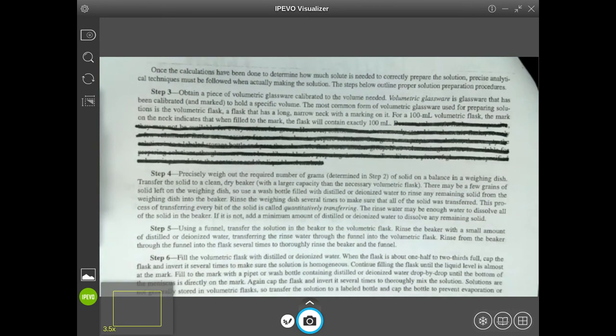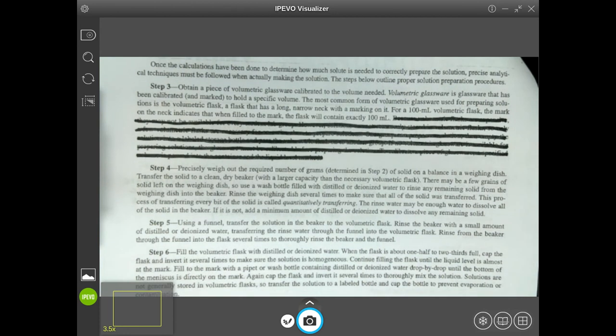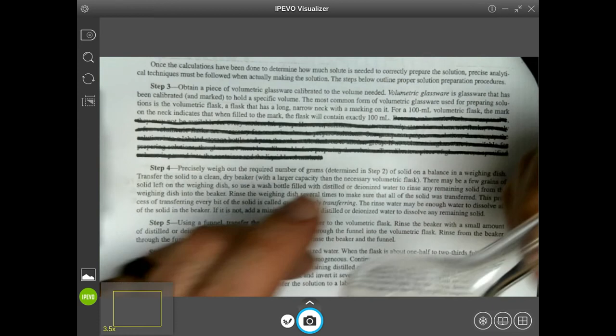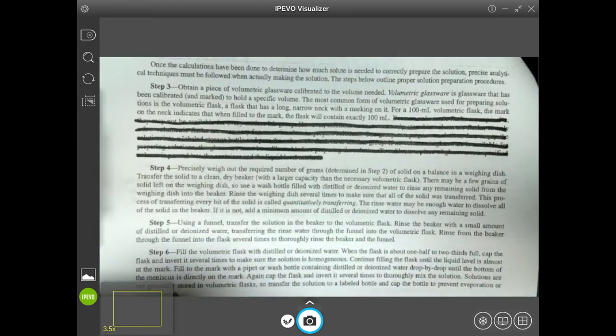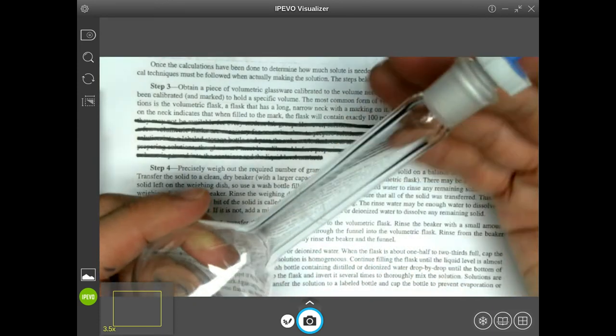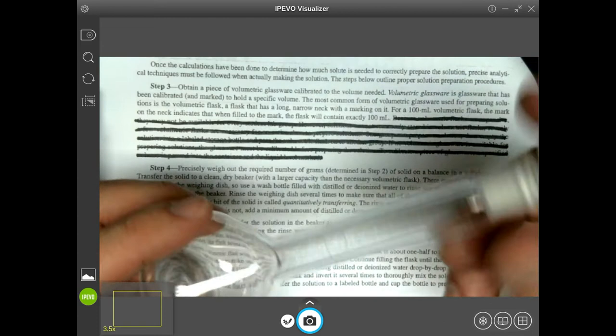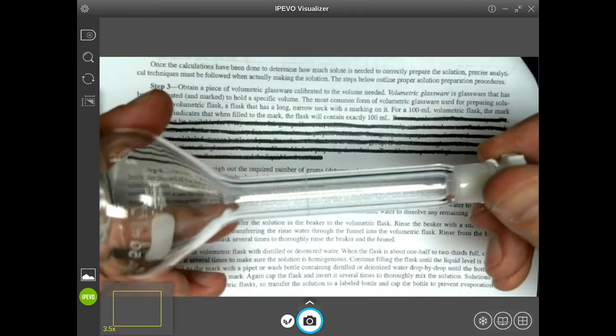All right. So now that I know I can flip back and forth, obtain a piece of volumetric glassware. So that's the volumetric thing that I put out with all of you. I don't have enough for everybody, so some people have one between you, but I just put it there. You're not actually going to do this right now. You'll do this later, but so you can actually see what a volumetric flask looks like.